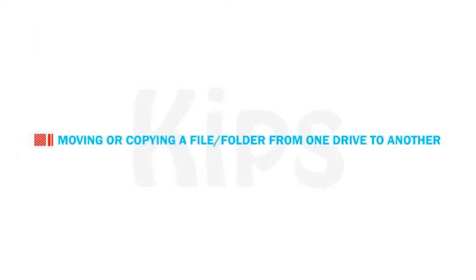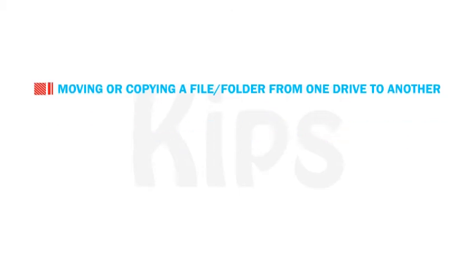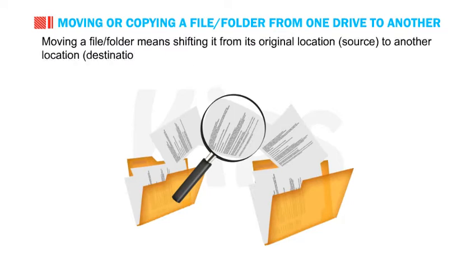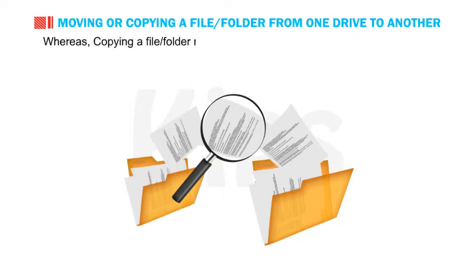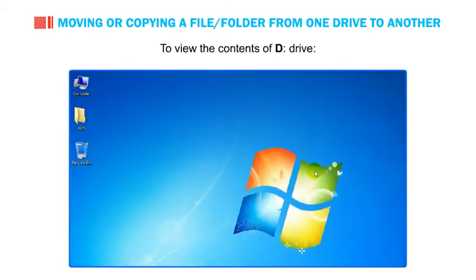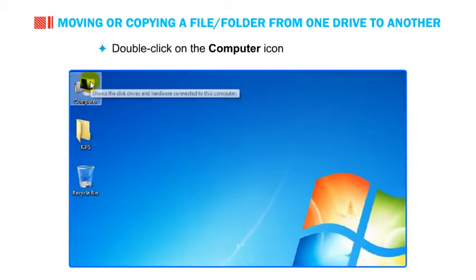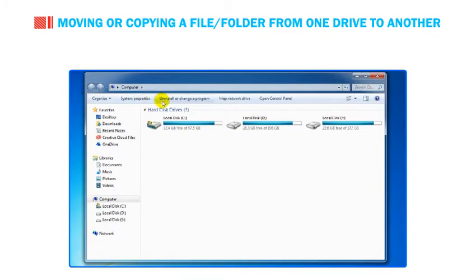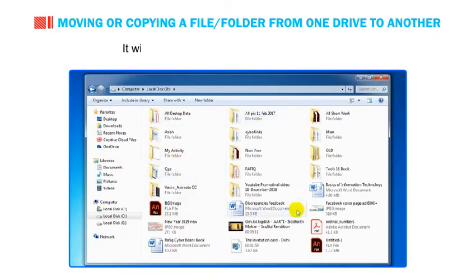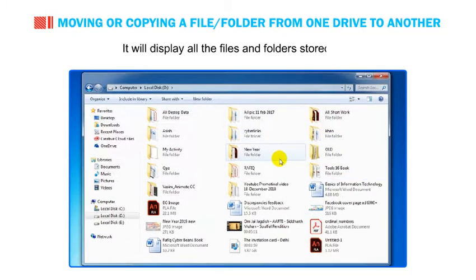Students, let us learn how to move or copy a file or folder from one drive to another. Moving a file or folder means shifting it from its original location, source, to another location, destination, whereas copying a file or folder means to create a duplicate copy of the selected file or folder. To view the contents of D drive, double-click on the computer icon on the desktop. Now double-click on the D drive icon. It will display all the files and folders stored in it.